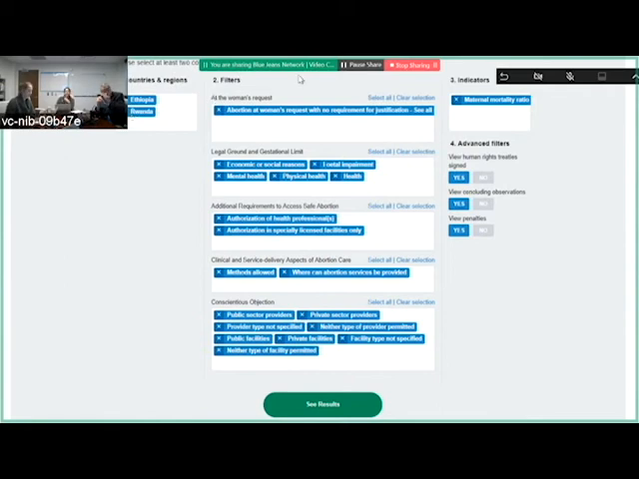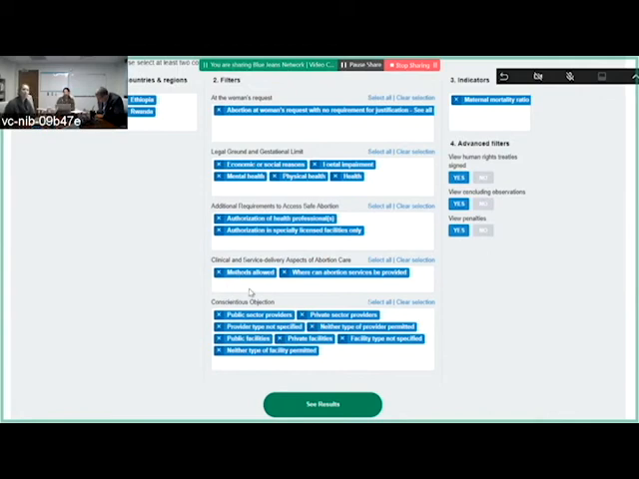And here you can see I can choose different filters. I can choose filters at the women's request, filters for legal ground and gestational limit. I chose economic and social reasons, fetal impairment, mental, physical health. There are others. Under the heading additional requirements for access to safe abortion, I just chose authorization of health professionals. And I also looked at authorization and license facilities. I'm just choosing ones here.